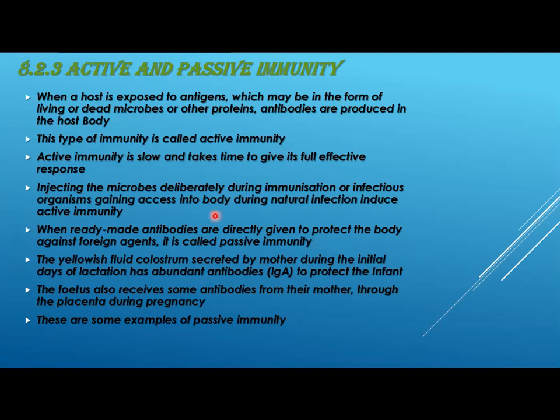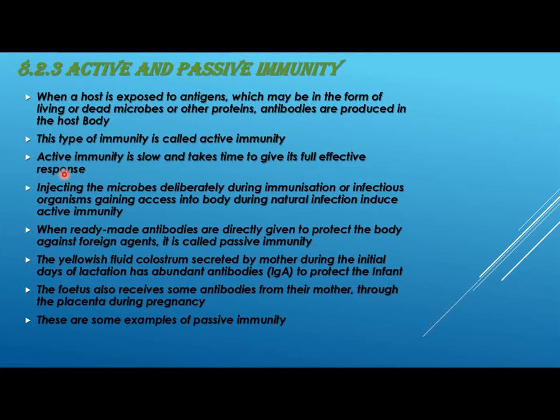Active and passive immunity. When a host is exposed to antigens, which may be in the form of living or dead microbes or other proteins, antibodies are produced in the host body. This type of immunity is called active immunity. Active immunity is slow and takes time to give its effective response. Injecting the microbes deliberately during immunization, or infectious organisms gaining access into the body during natural infection, induce active immunity.